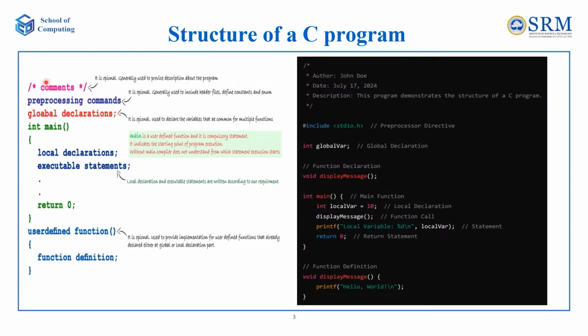Let us see about the structure of a C program. The C program structure first starts with a comment section or documentation section. This section will include comments that provide information about the program, such as the author name, the date of creation, and a brief description of what the program does.